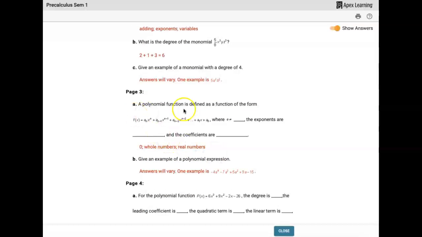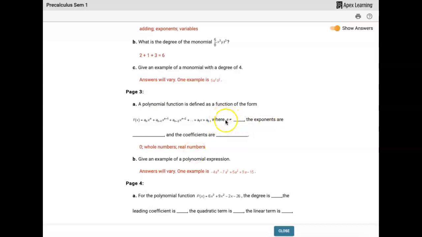All right. Now, a polynomial function is defined as a function in the form of right here. We've got a_n x to the nth plus a_(n-1) x to the n minus 1, and so on. An example of this is where n might be 4. So you have some constant, some coefficient there, times x to the fourth. Then you would have some coefficient times x to the third, some coefficient times x to the second, times x to the first, times x to the 0th.